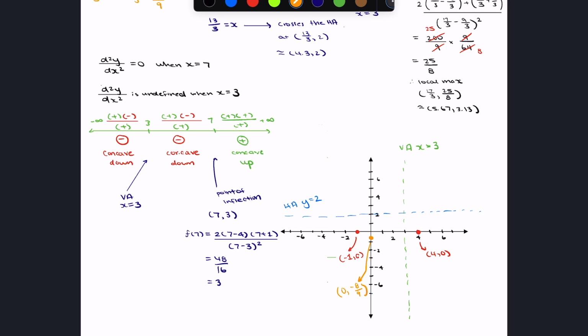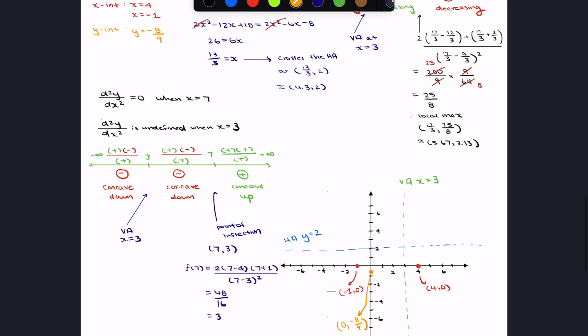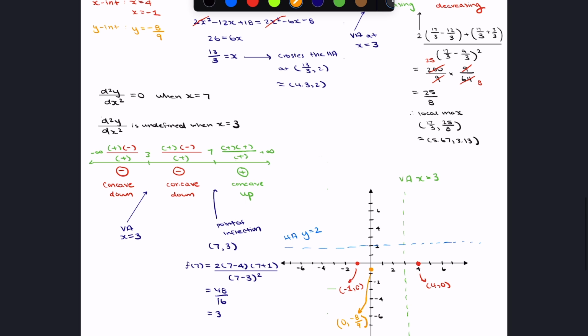And a couple of other things that we know here is, again, that at 13/3 and 2, we know that that's where it's going to cross over the horizontal asymptote. So at 13/3 and 2, that's around 4.3, so a little bit over. That's where it's going to cross here at this point, 13/3 and 2. That's where it'll cross the horizontal asymptote.